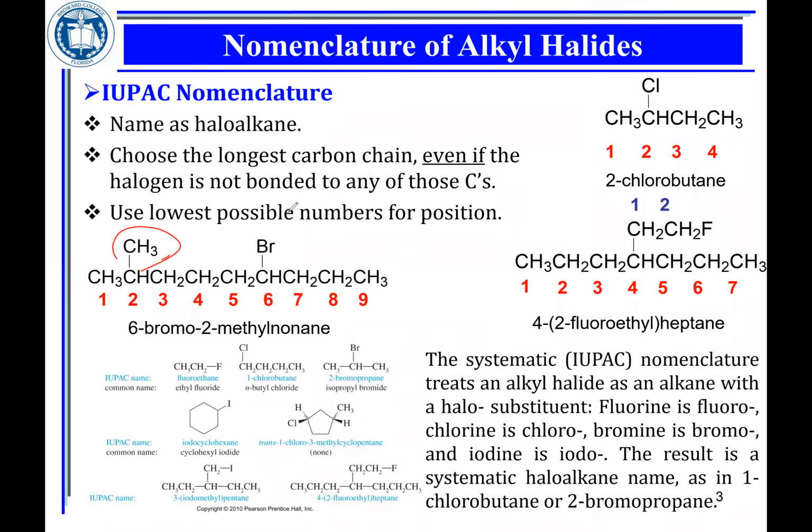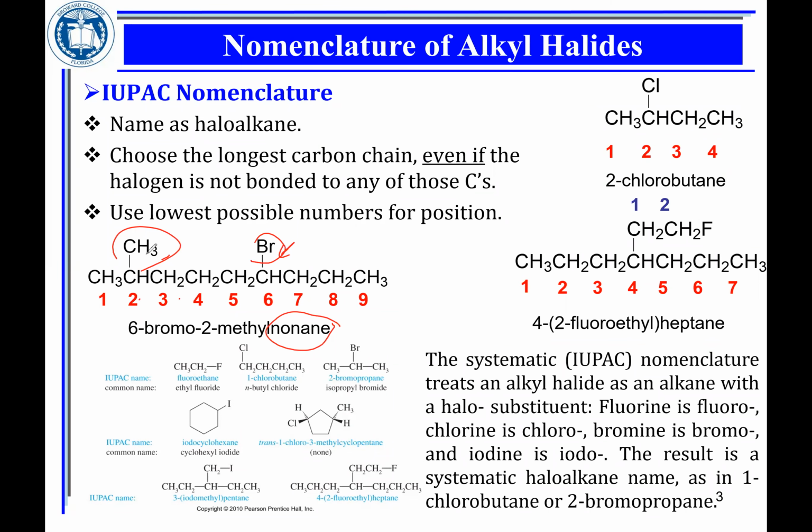So what happens here, you can see that the numbering goes from the side that is closer to the branch, not closer to the halide. So you have 1, 2, 3, 4, 5, 6, 7, 8, 9. We know that we have a nonane, but you have to bring the branches first. When you are bringing branches, you number from the side that is closer to the branch, and it gives a smaller number set. But when you are naming the branches, you name them in alphabetic order.